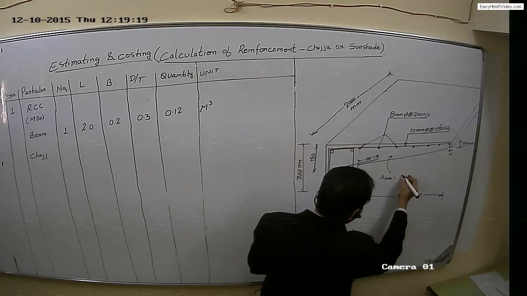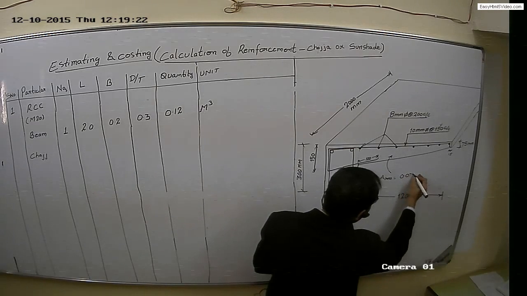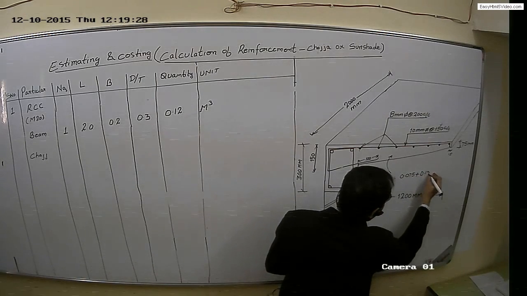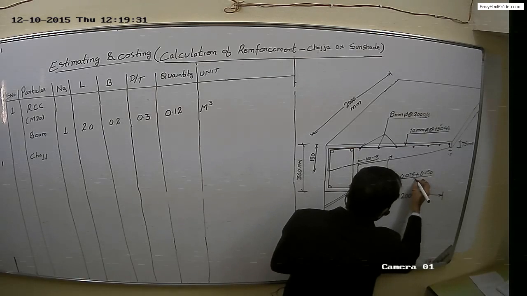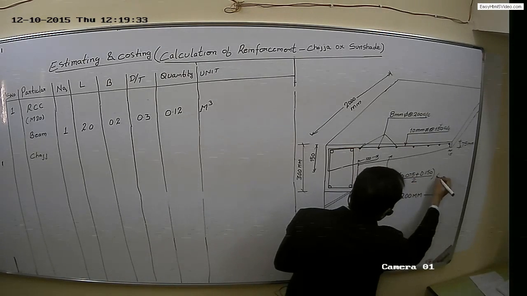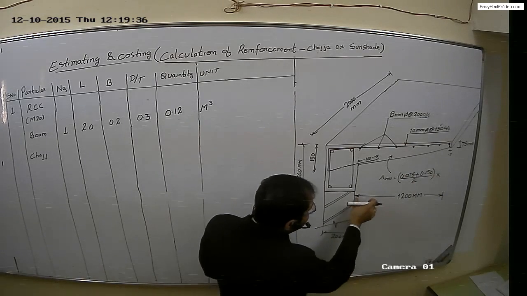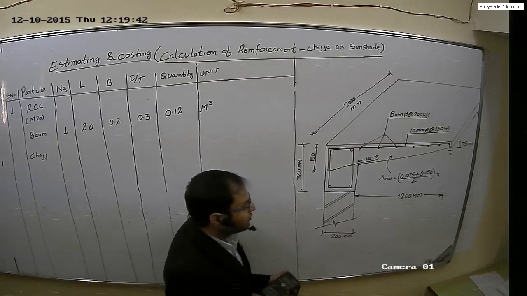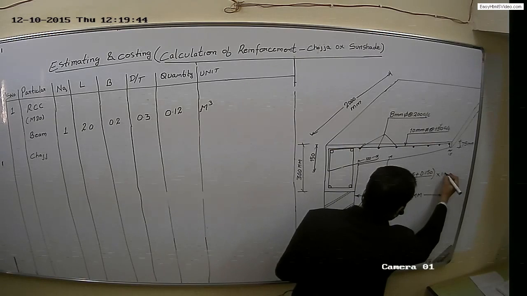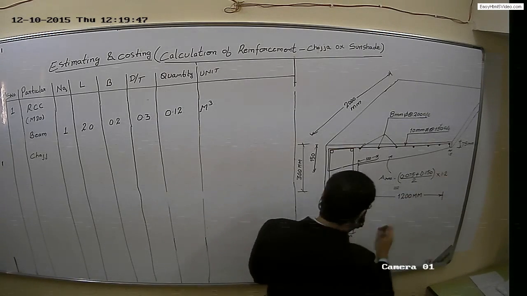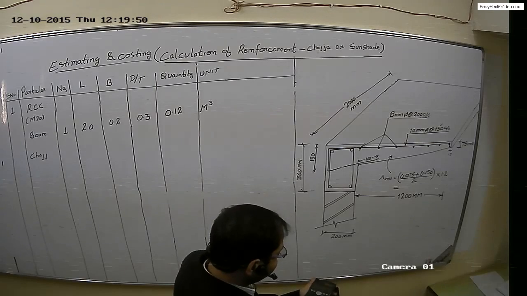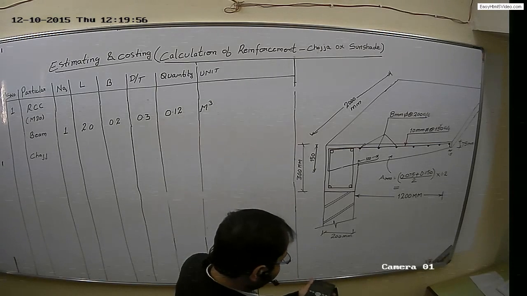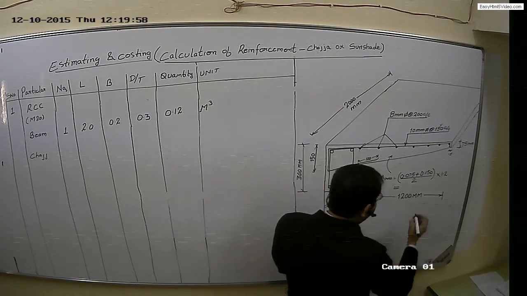So the sum of parallel sides means 0.075 plus 0.150, sum of parallel sides by 2 into height. Height will be 1.2, this is 1200 mm, this will act as the height for this particular trapezium. You will get the area 0.075 plus 0.150 divided by 2 into 1.2. This is area 0.135.